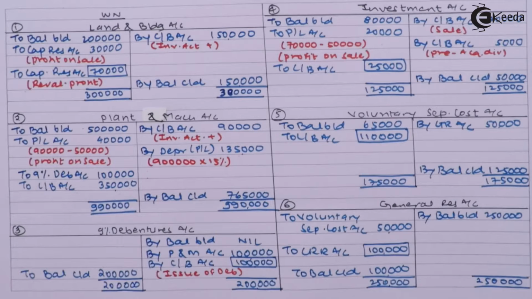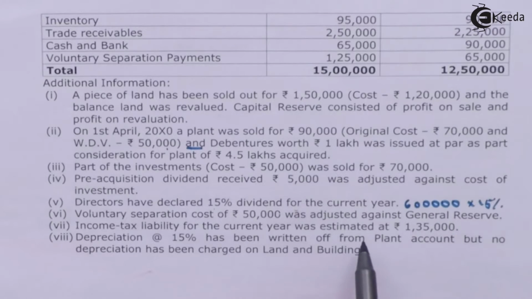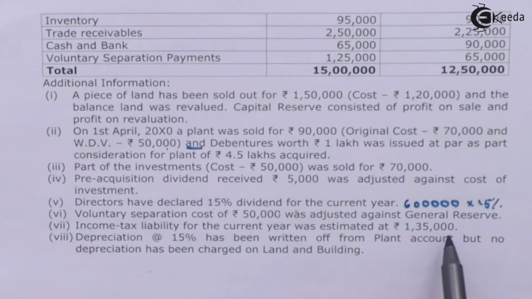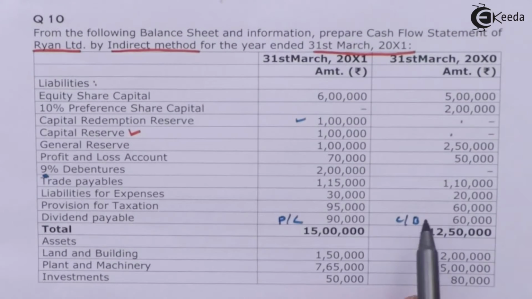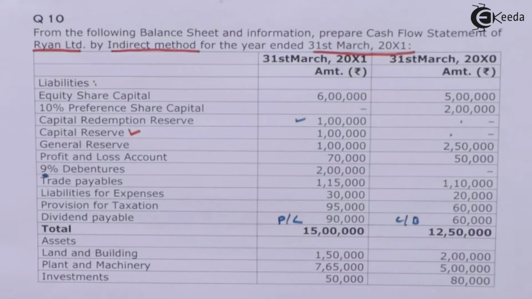Let's go with the next information. Income tax liability for the current year was estimated at rupees 1,35,000. So for the current year we are estimating the liability will be 1,35,000. Let me check my provision for tax account. You can notice the provision for tax account is showing these figures. It is not matching that. That means in the current year the P&L account is debited with rupees 1,35,000 for taxation purposes. So I need to find out how much tax is also paid. So I will prepare the provision for tax account.